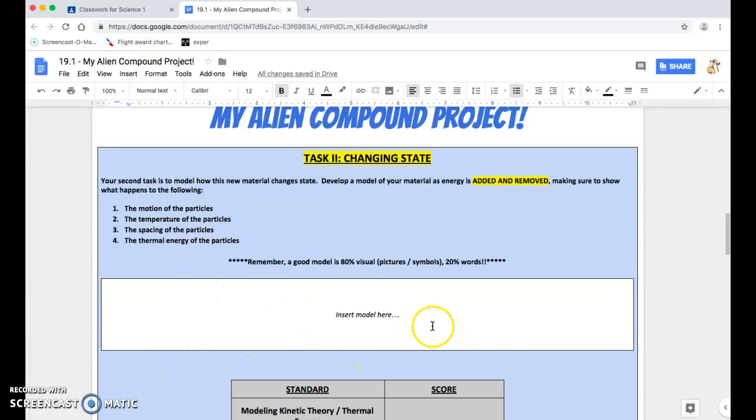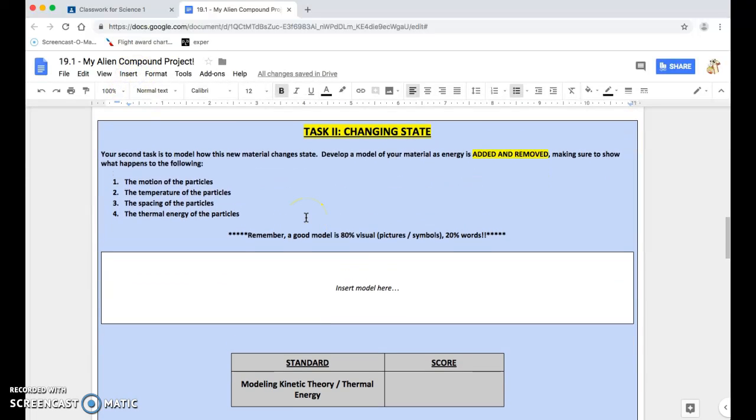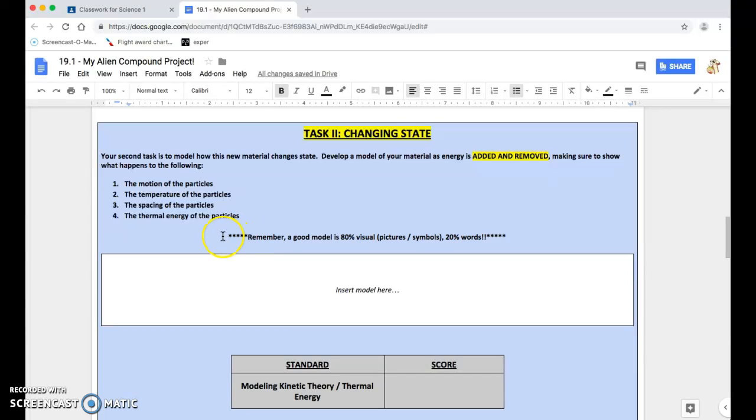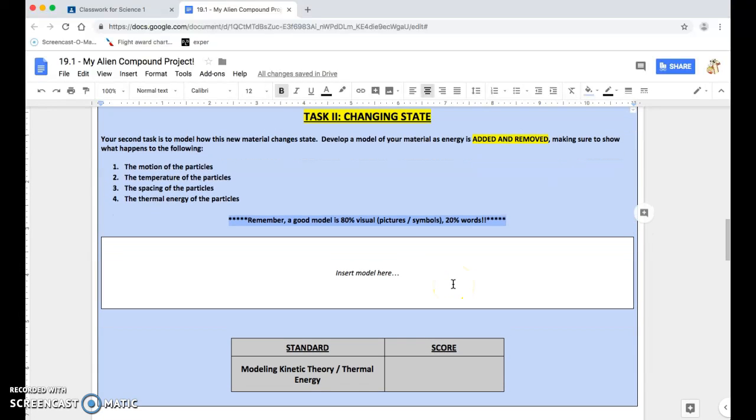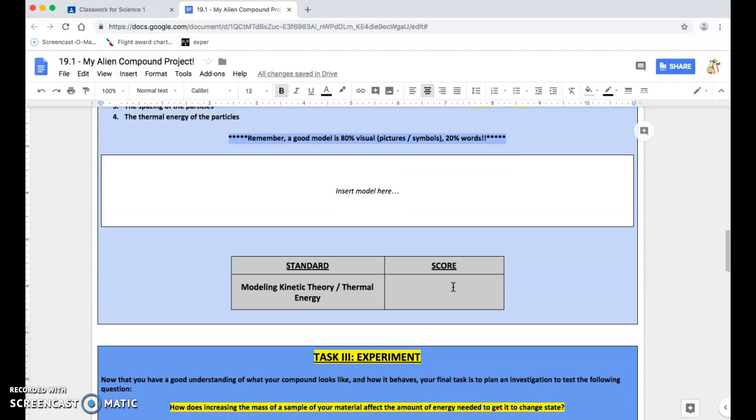So if you want to draw like 3 boxes for solid, liquid, and gas and kind of have arrows, go for it. Again, if you wanted to do this on paper, you can. If you wanted to do it just on the computer using Google Draw, inserting a drawing, go for it. That would work as well. Completely up to you. The more information that you can show me, the better. But keep in mind, a good model is basically going to be 80% pictures and only about 20% words. So keep that in mind.